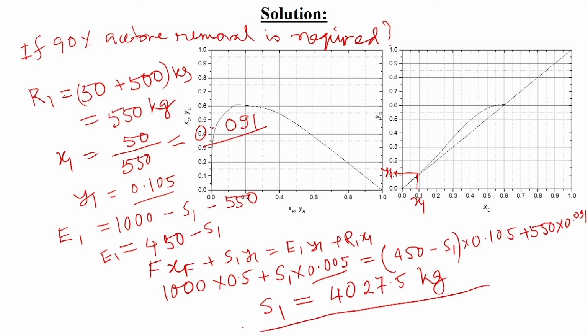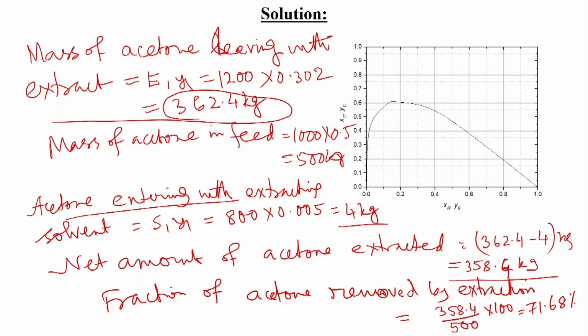So, if we want to get 90% acetone removal, we need 4027.5 kg acetone. Okay, the chlorobenzene, we can see, is the solvent. So you see, using 800 kg solvent, we were able to separate around 71% of the solute, and for going from 71.68% to 90%, we had to spend 800 kg extracting solvent.